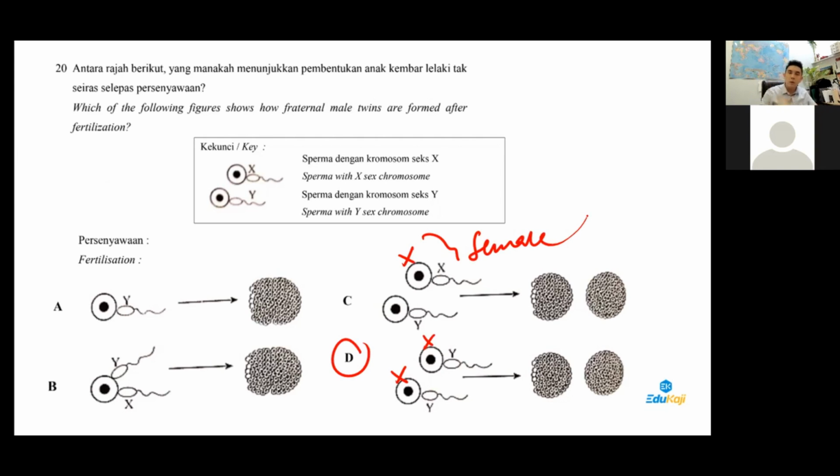If you're wondering, sir, why C is not correct? Because the ovum can only carry sex chromosome X. X and X is female.